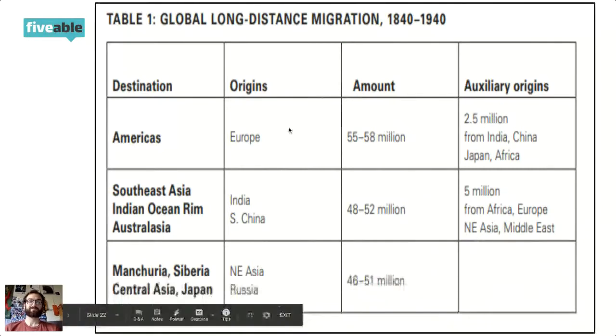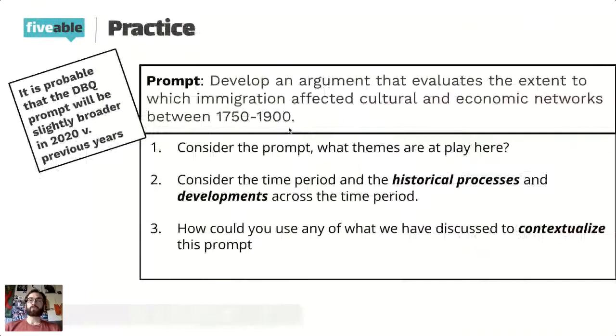Global history, cool. Alrighty, we'll do one more practice prompt, and then we'll wrap it up, since we're running up against an hour. So here's another hypothetical prompt. Let's say you get a prompt that asks you to evaluate the extent to which immigration affected cultural and economic networks between 1750 and 1900.